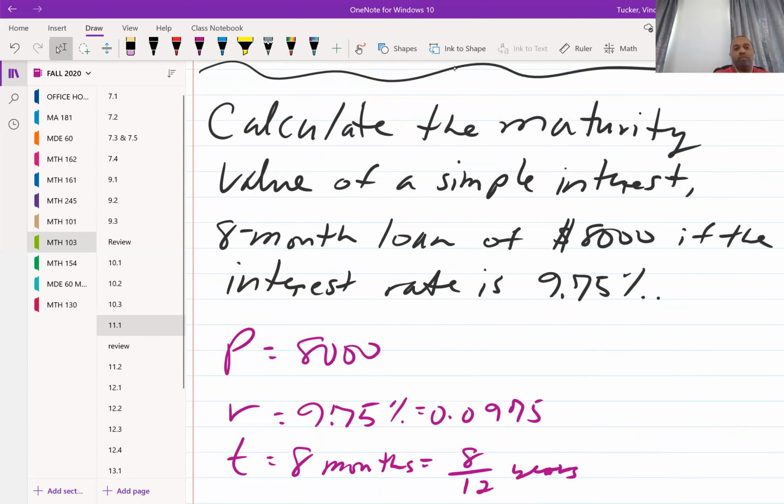All right. Calculate the maturity value of the simple interest 8-month loan of $8,000 if the interest rate is 9.75%. So P is 8,000, R is 9.75%, which is 0.0975. Then we have 8 months, which converting to years is 8 over 12.